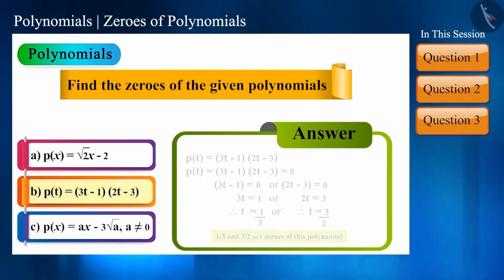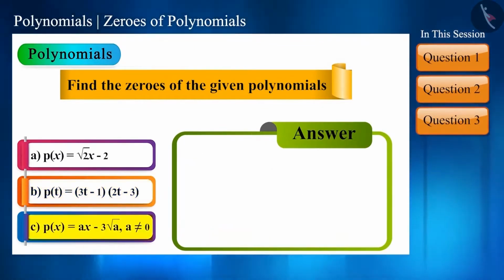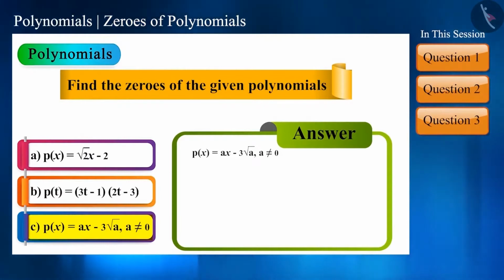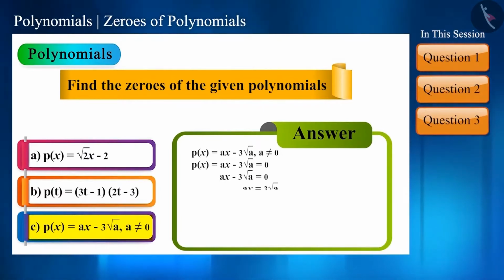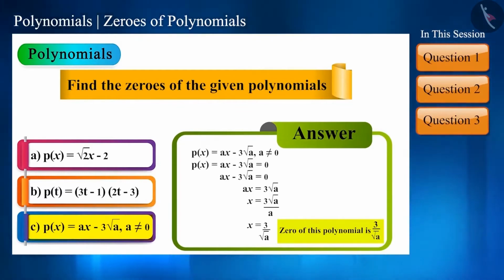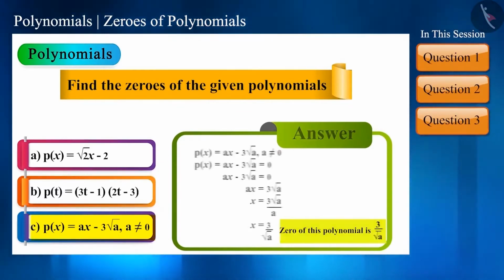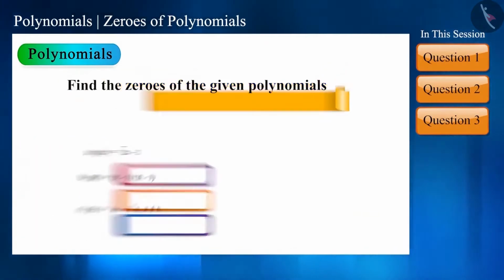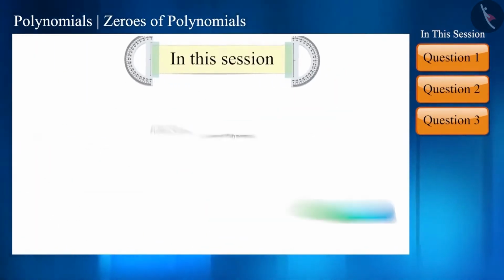Now let's go to the next polynomial. P of x is equal to ax minus 3 root a, where a is not equal to 0, which on solving we get x equal to 3 by root a. 0 of this polynomial is 3 by root a. That's all in this video. Let's see what we have learned in this video.